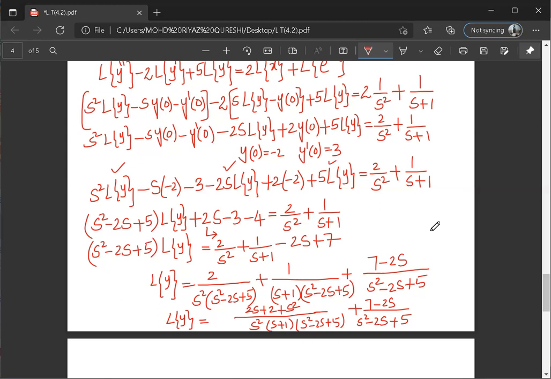And for this Laplace transform, USA and India must be the same. Is it universal? Yes.